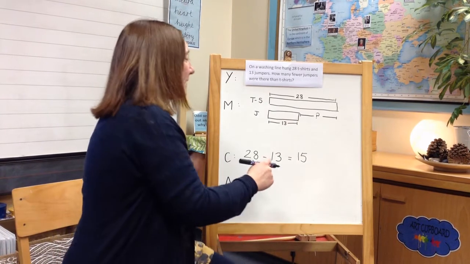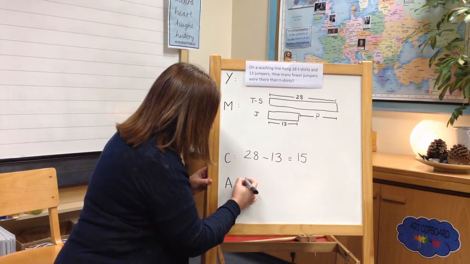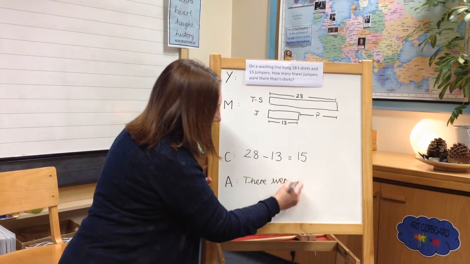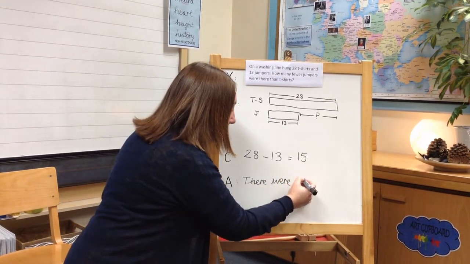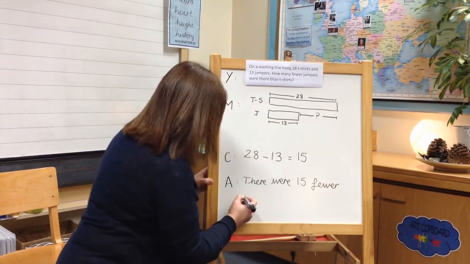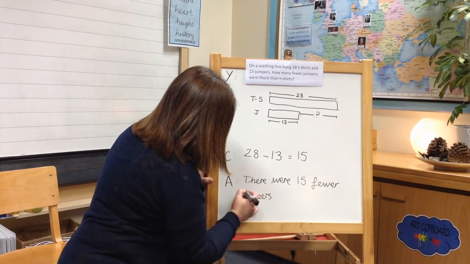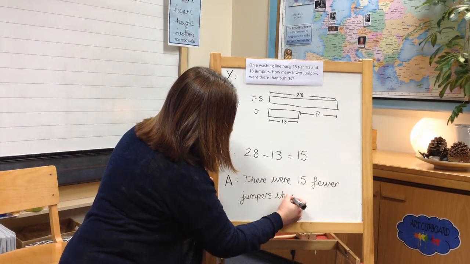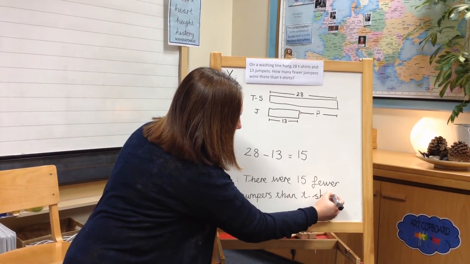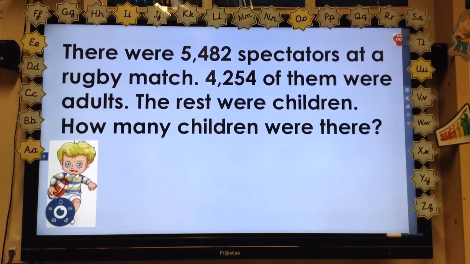Let's see what the question was asking us. How many fewer jumpers were there than t-shirts? There were 15 fewer jumpers than t-shirts. Full stop.